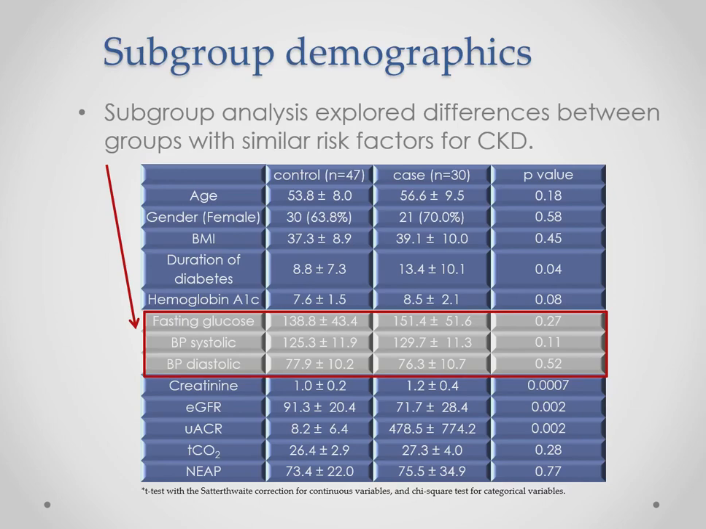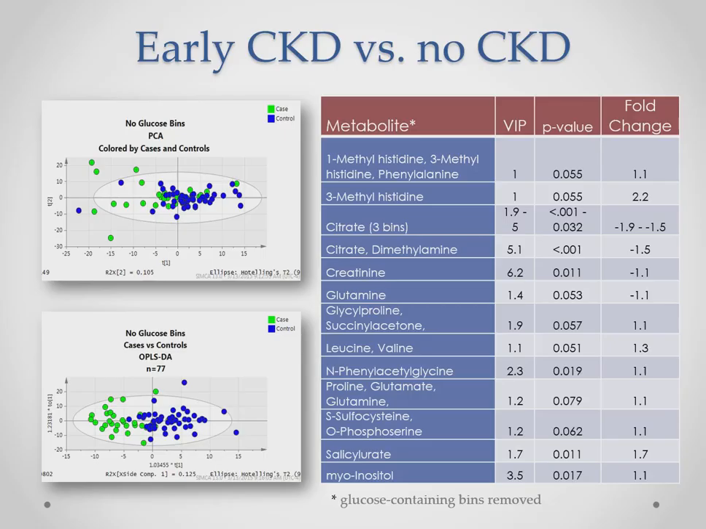So once we've done that, we have lost some of this variability coming from differences in blood pressure and diabetes control, and have improved the separation of the groups. So there's a PCA and OPLS-DA analysis and the list of metabolites that are featured. It's a very short time, so unfortunately I can't dwell on many of these metabolites, but amino acids and Krebs cycle, of course, feature prominently.